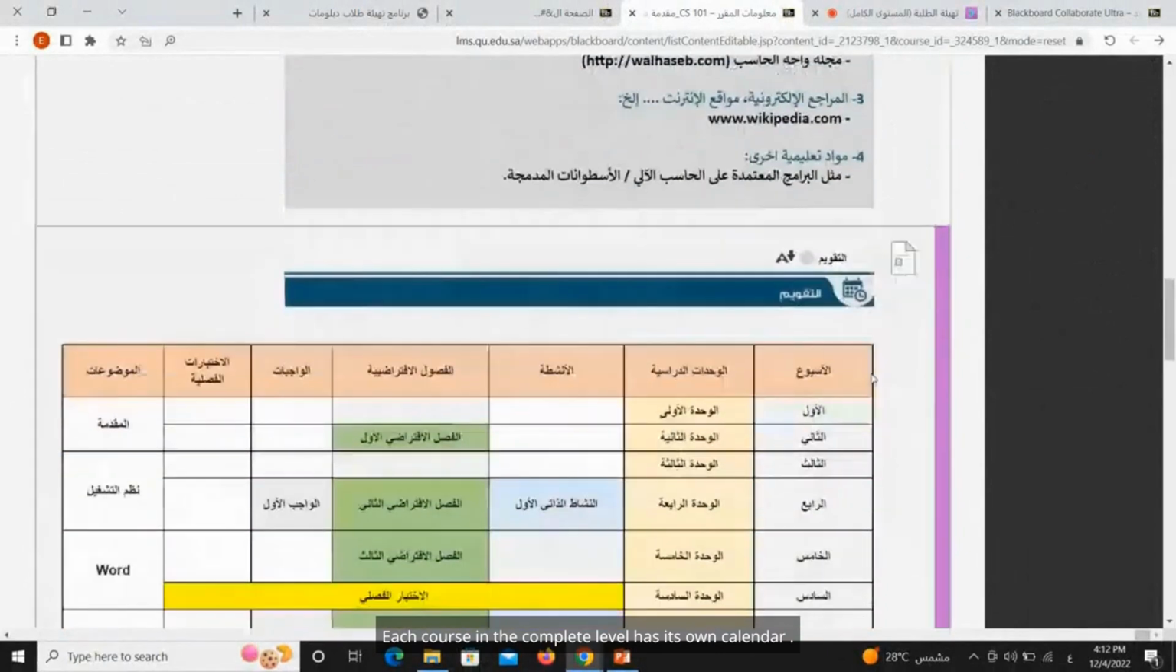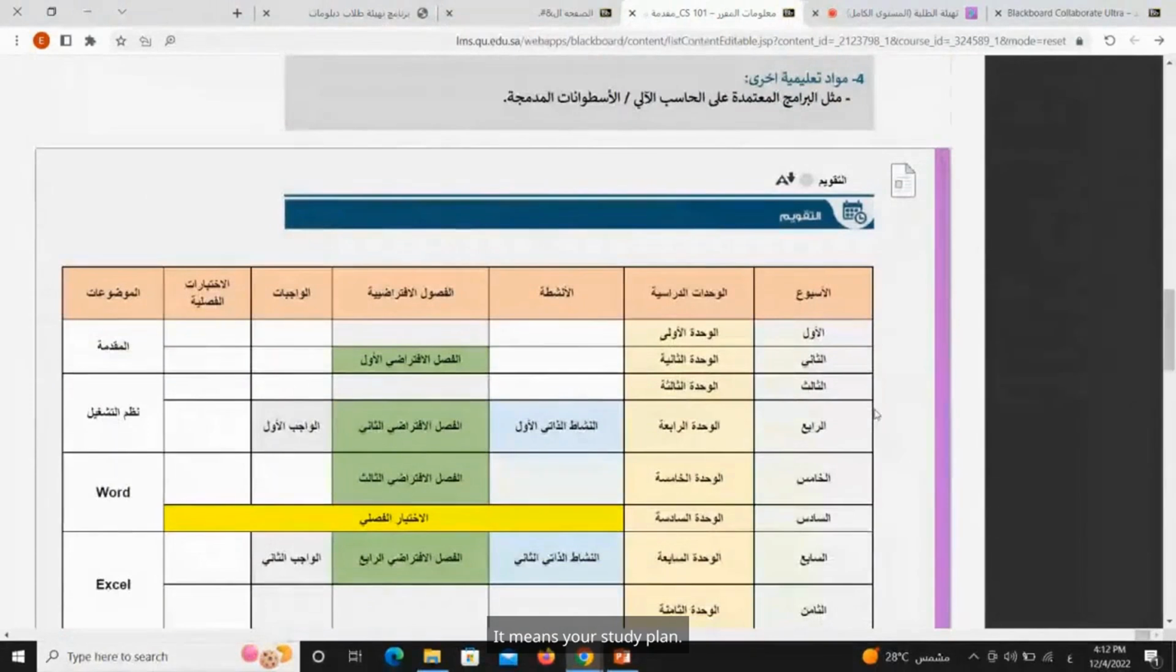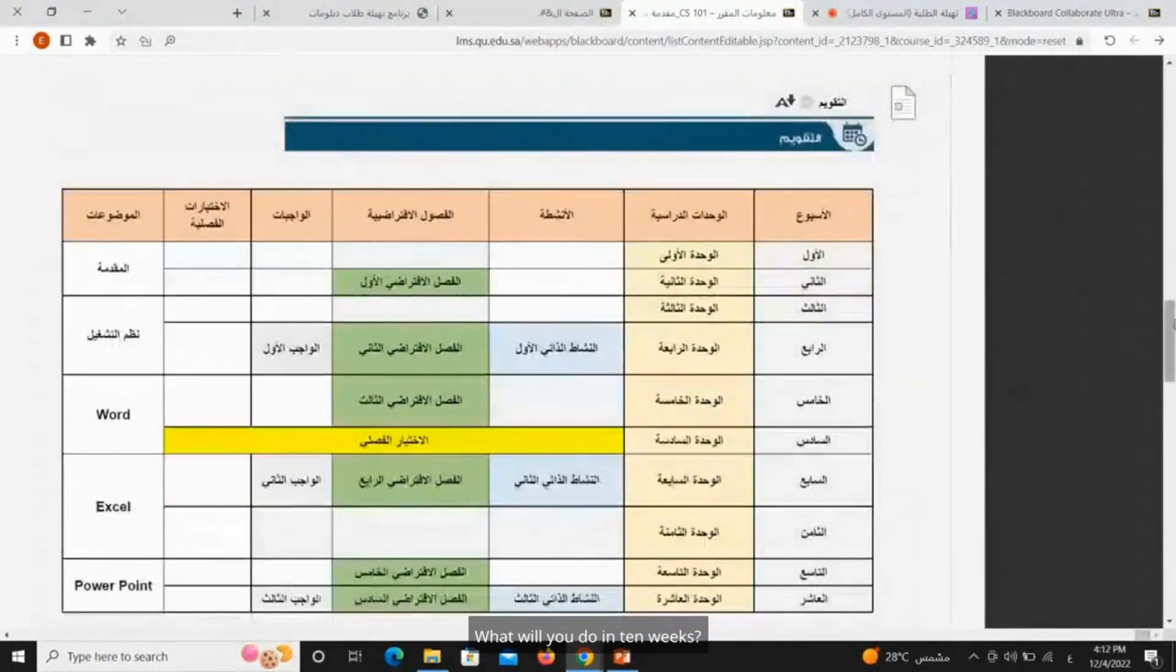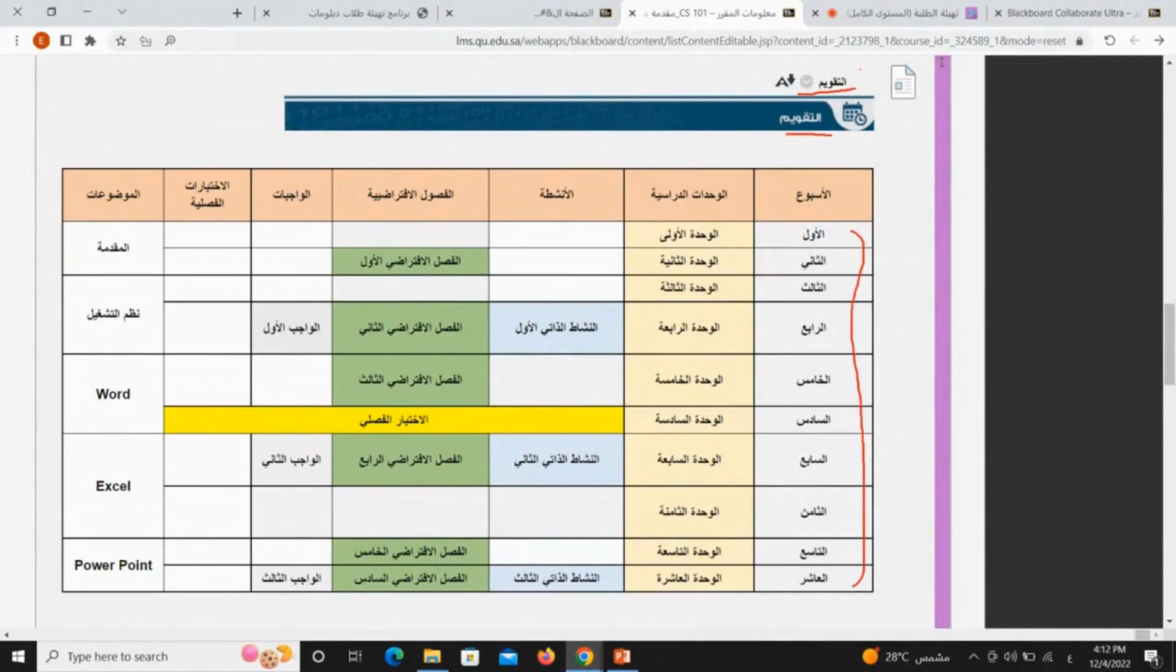Each course in the complete level has its own calendar. Remember, the calendar means what? It means study plan. You have 10 weeks. What will you do in 10 weeks? It gives you a plan. The first week, second week, third week, to the 10th week. It provides study units, activities, virtual classes, assignments, tests, and topics. It provides another overview. Note, the activities consist of 3 activities in the semester. The first activity is in the 4th week or 5th week, depending on the course.